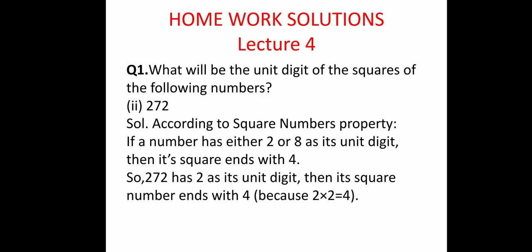So, according to the square numbers property, if a number has either 2 or 8 as its units digit, then its square ends in 4, as 2 square is 4 and 8 square is 64. So, the digit at one's place will be 4.